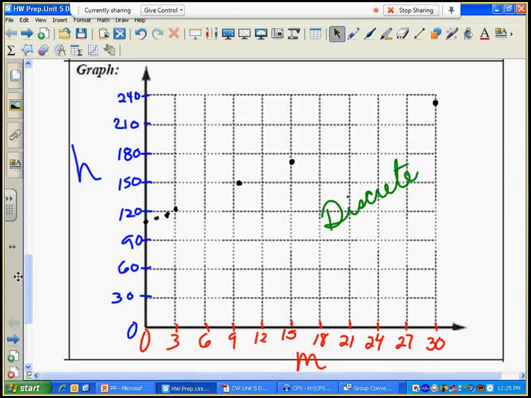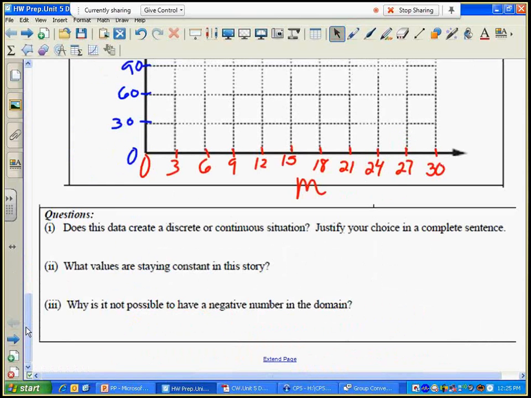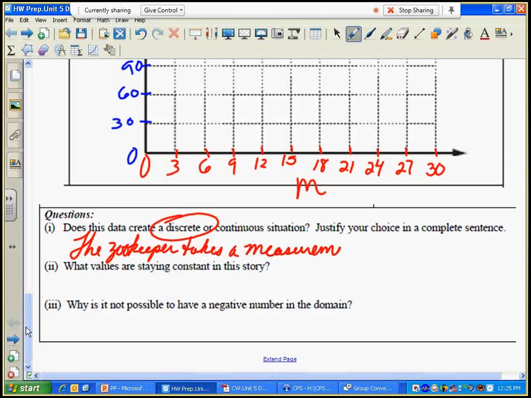Okay, let's answer the questions on the bottom. Finish strong here. Number one, we just answered. It says, does this data create a discrete or continuous situation? It does create a discrete situation. Justify your choice. A good way to say that is the zookeeper takes a measurement once a month. There's not going to be any fractions or decimals or values in between.